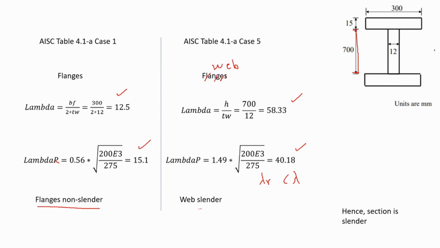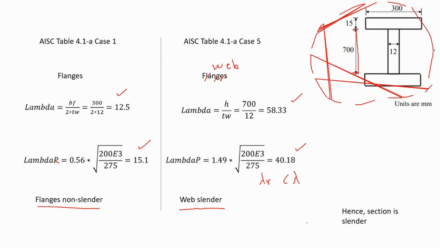Therefore, the section is slender. So in here, you see that the web is slender, but the flanges are non-slender. So what are you going to say? You would say the whole section, flanges and web, would actually be slender, because the slenderness is critical in the web. Therefore, the section is slender.